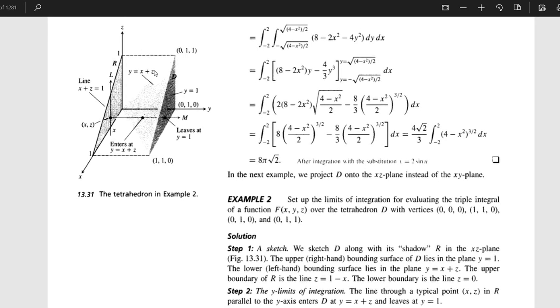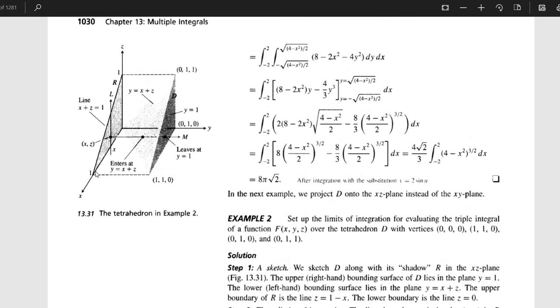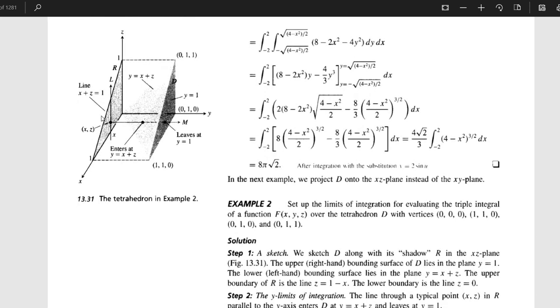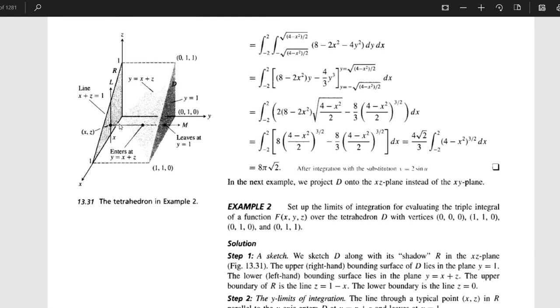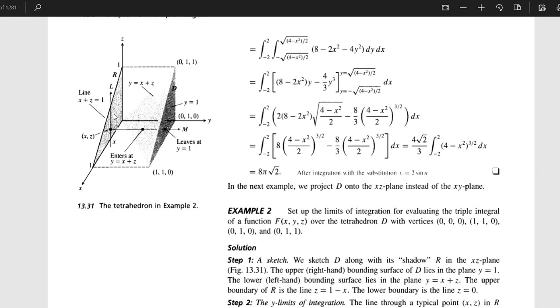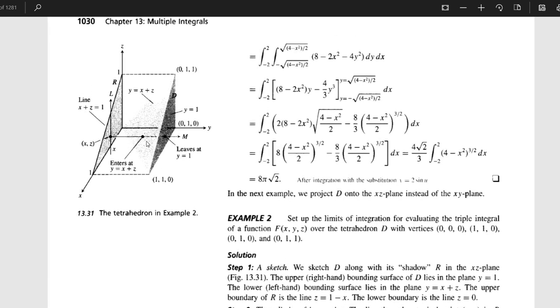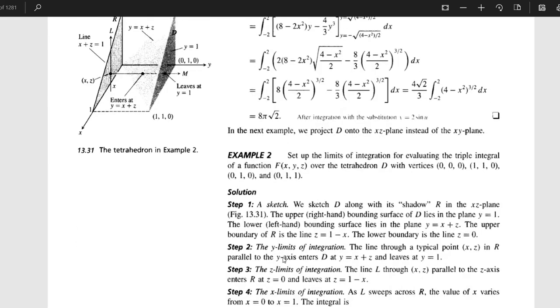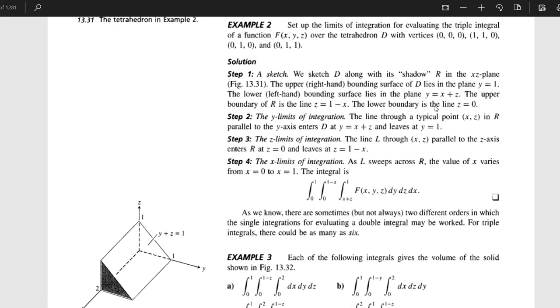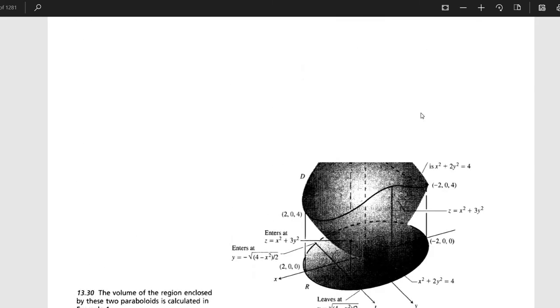In the xz plane, this is a point 0, 0, 1. This is a point 1, 0, 0. Joining these, the line will be x plus z equal to 1. Okay, so this plane is x plus z equal to 1. Right. And so the upper boundary of the region, and then how will you evaluate this integration?